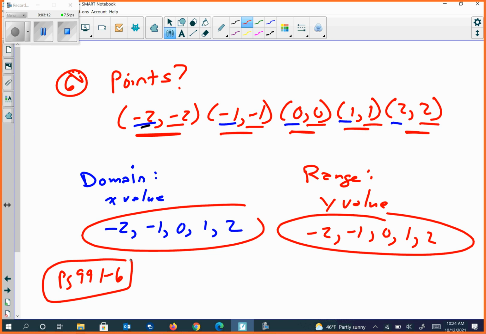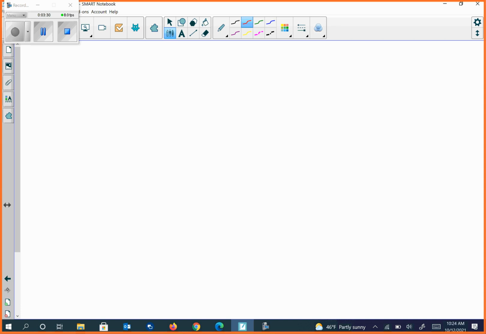And on 1 and 2, you're just looking to see if the input, the x values, if any of them repeat, it's not a function. If they don't repeat, then you have a function. So we're good on 1 through 6? Now, I will go over the word problems in their entirety.